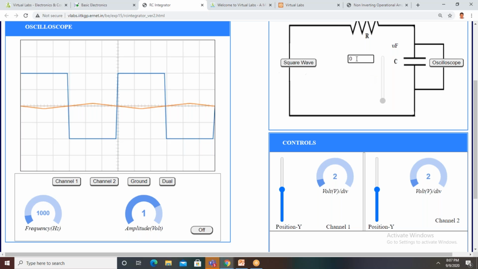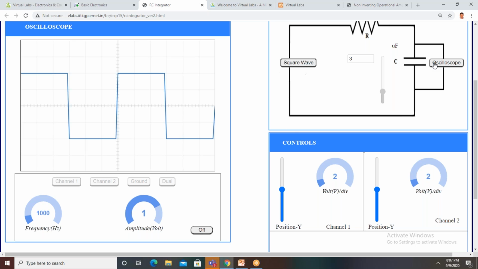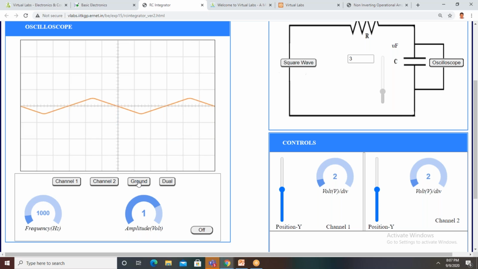Yes, sir. When the RC low pass has a square wave input signal, this is your input signal. Blue color is the input signal. We get a triangle signal at the output side, that is across the capacitor. So it acts as the integrator. That means RC is far greater than T. So like that we can generate the triangle signal.